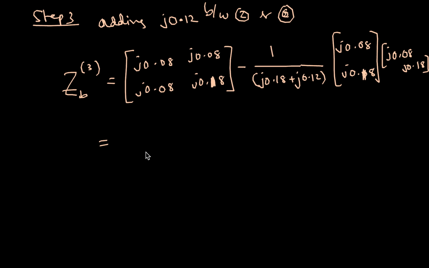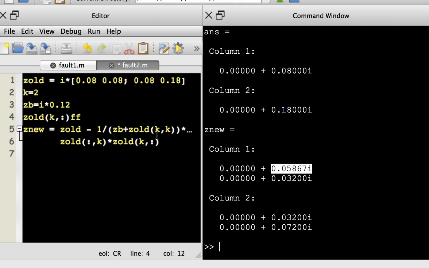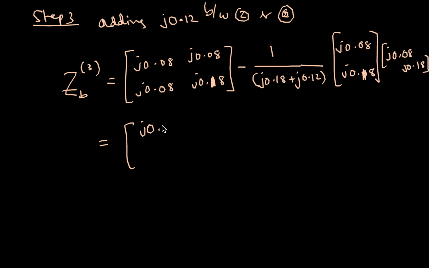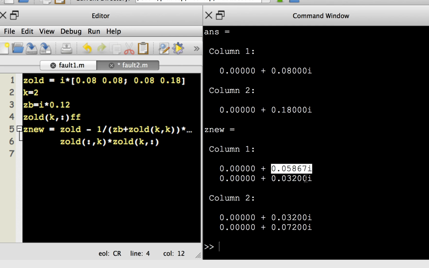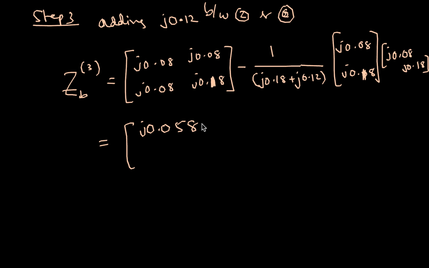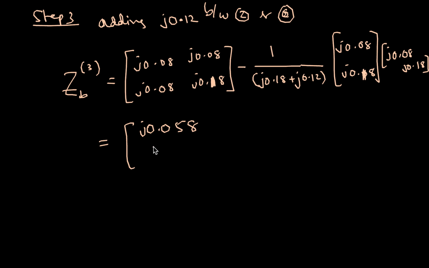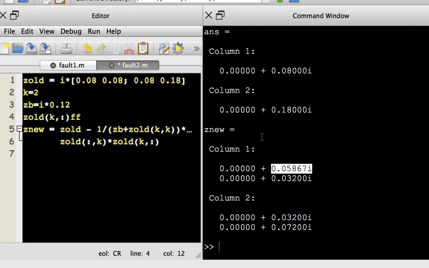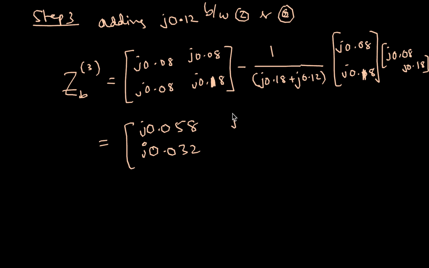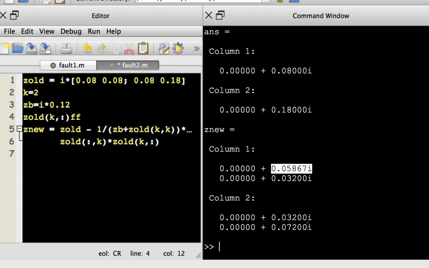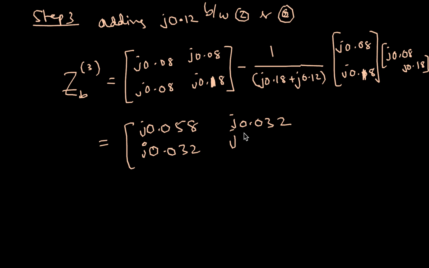0.05867. I'll anyway do double check. So 0.058 67. I'll leave it there. And 0.032J, and then J 0.032, and this one is J 0.072. So this is my Z bus after adding, after third step.